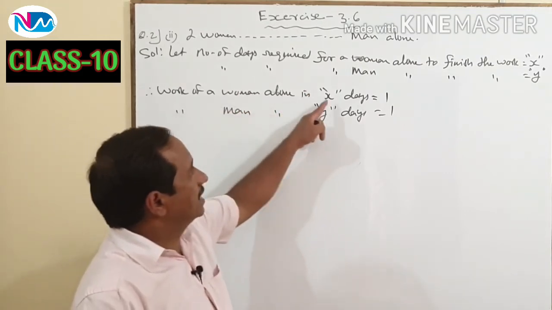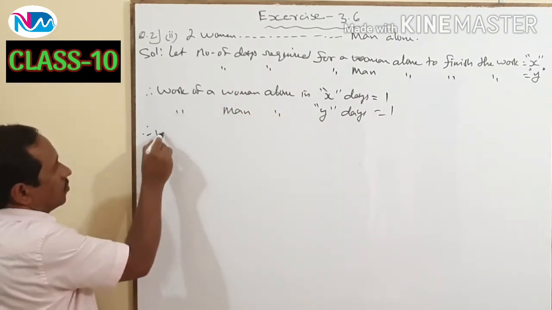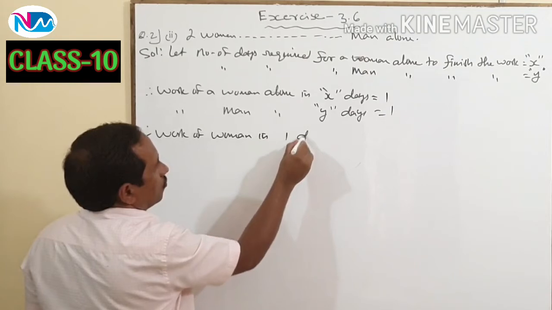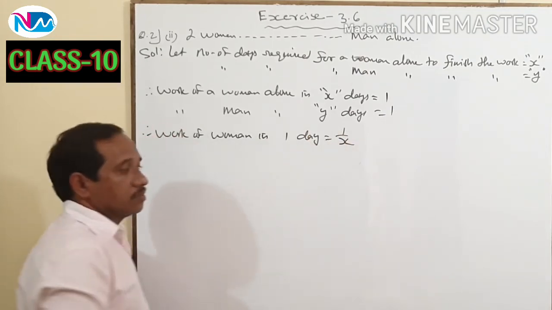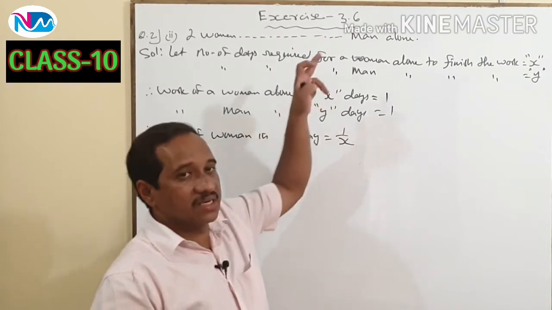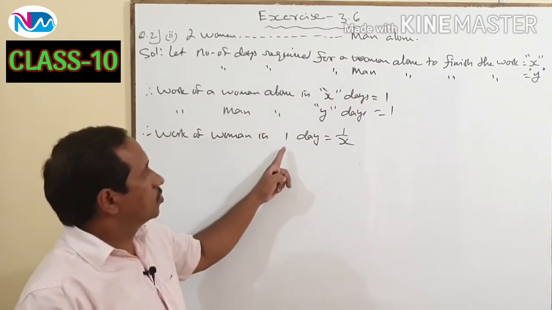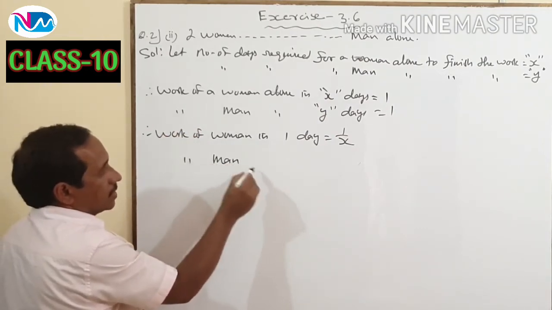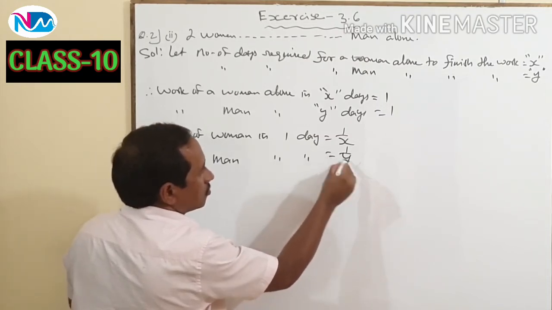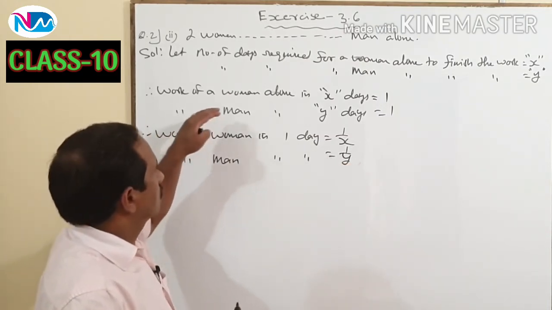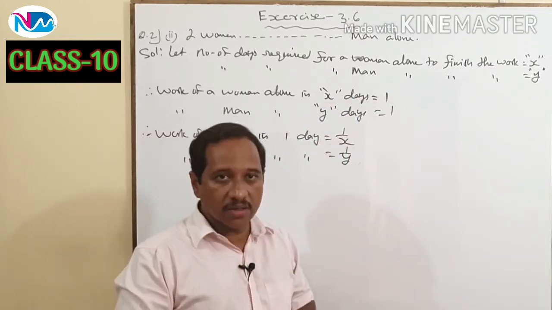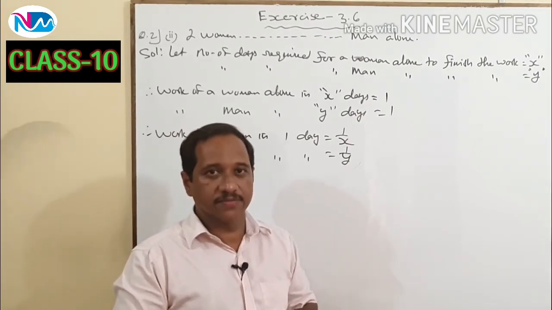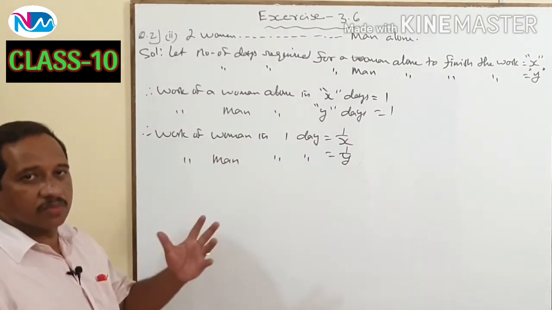This is work of a woman in x days. Therefore, work of a woman in 1 day will be equal to 1 by x. Work of a woman in x days is equal to 1 means work of a woman in 1 day is equal to 1 by x. And similarly, work of a man in 1 day is equal to 1 by y, because work of a man in y days is equal to 1. Therefore, work of a man in 1 day is equal to 1 by y. Unitary method.